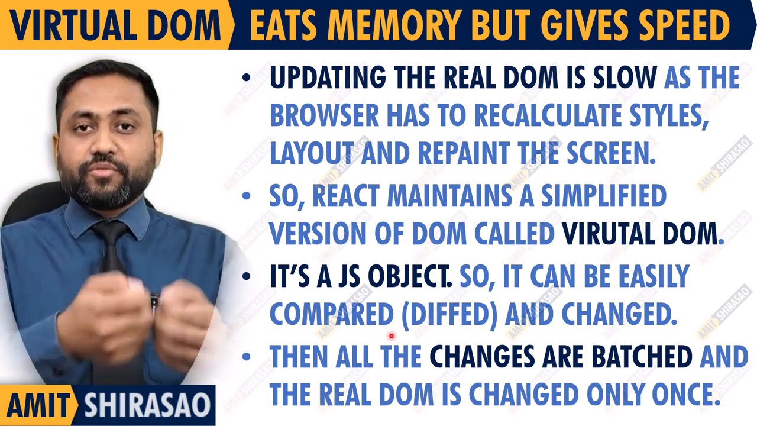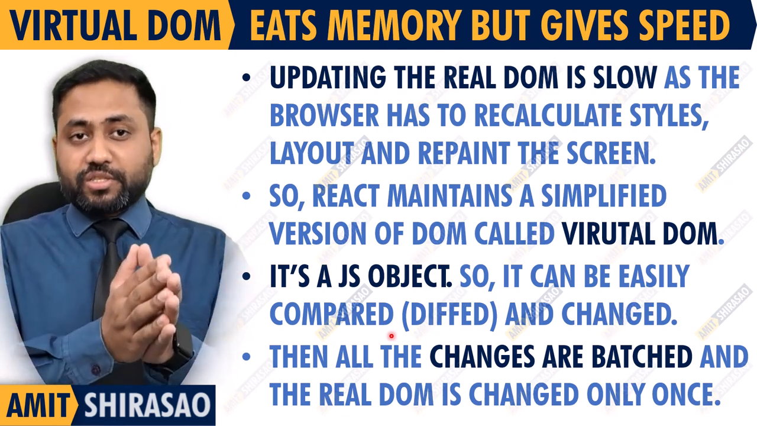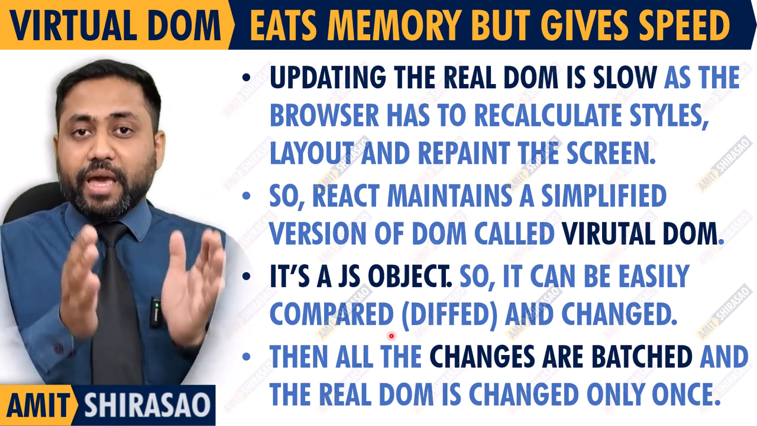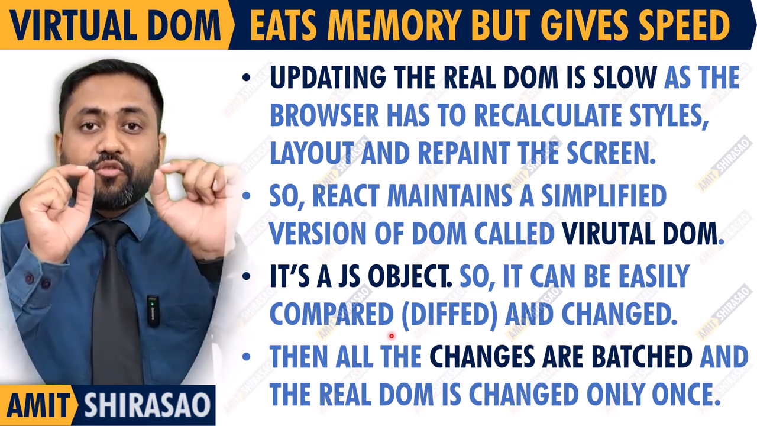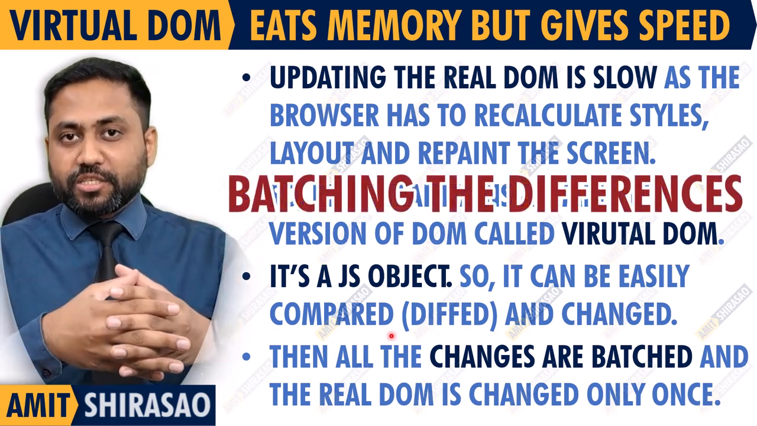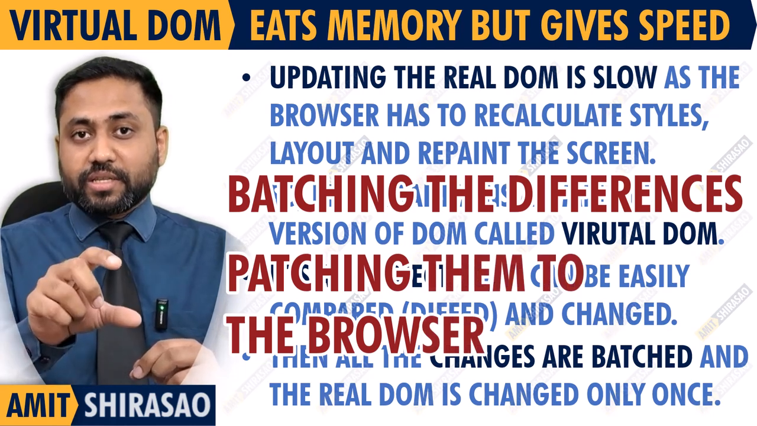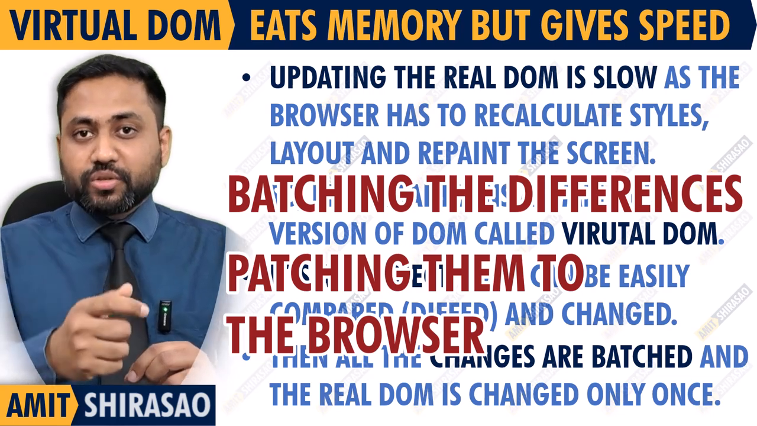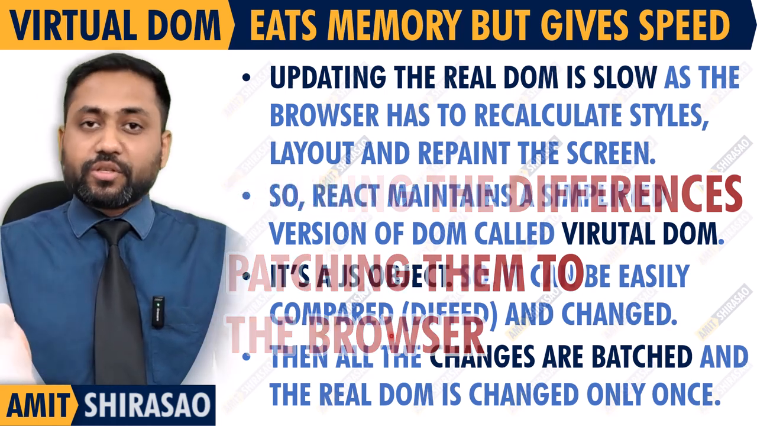So there are various diffing algorithms by which it finds the difference, and then it batches them together. Okay, it says these are the differences, it batches them together, and as a single batch, it will push it in the form of a patch. Now see, batching means collecting all the changes together, and patching means telling the browser how to update the DOM. So it gives a patch to the browser, and it says this patch has all the changes that you need to make to the DOM.